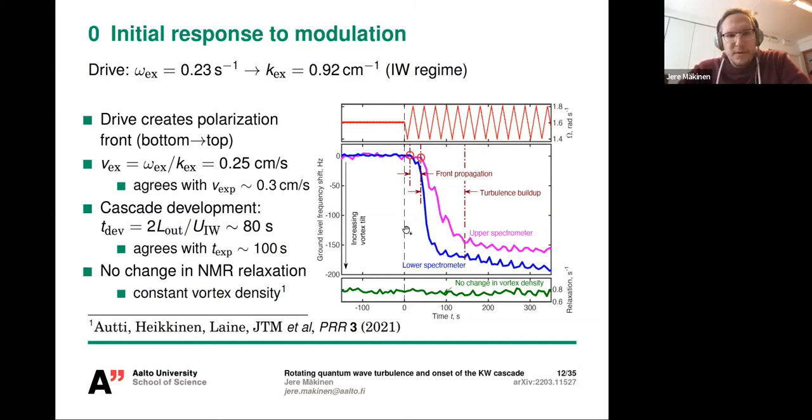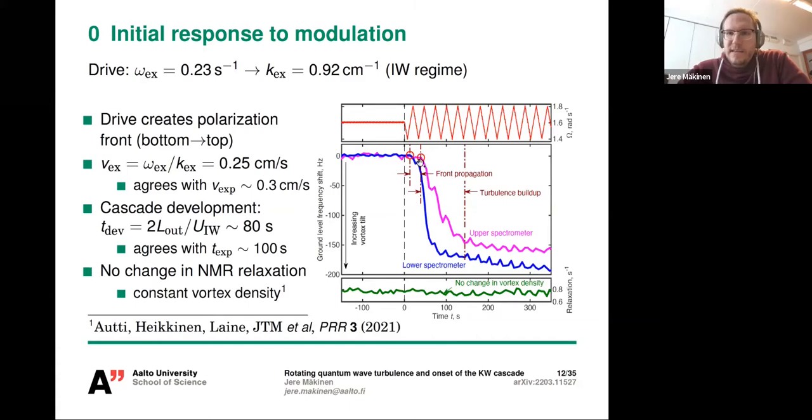And we see a few things in this picture. If we compare the propagation velocity of this vortex front, extracted from the initial response when this changes from the steady state value, we see that it nicely agrees with the inertial wave phase velocity.